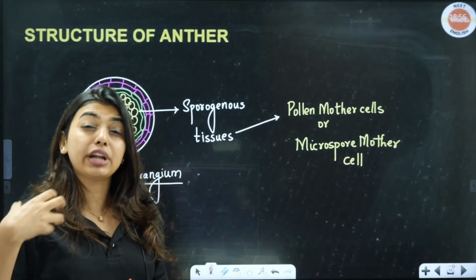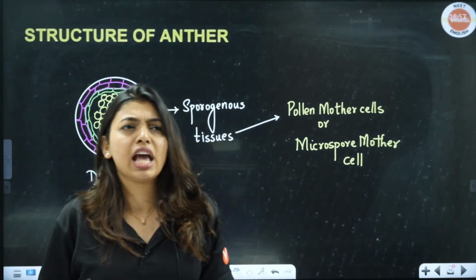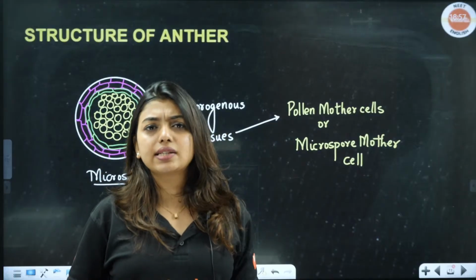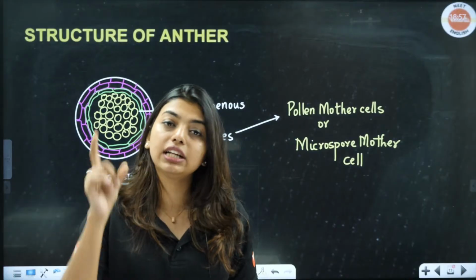This sporogenous tissue can potentially become the pollen mother cell. Let's take an example. Okay, we have Uday in the class. I'm telling Uday, you can become a class leader. Okay, I have seen Uday's potential and I'm telling that Uday, you can become it.